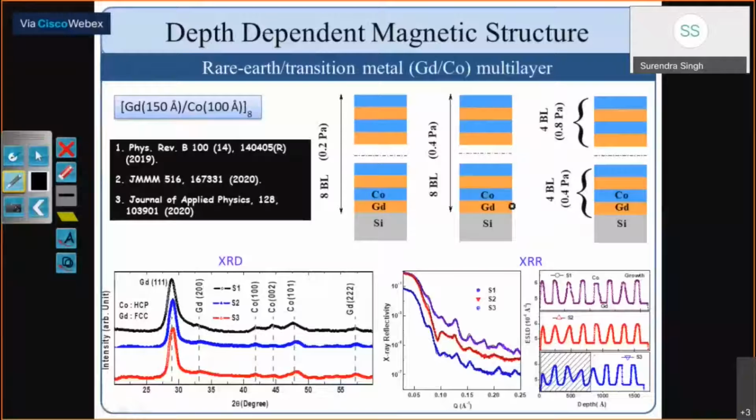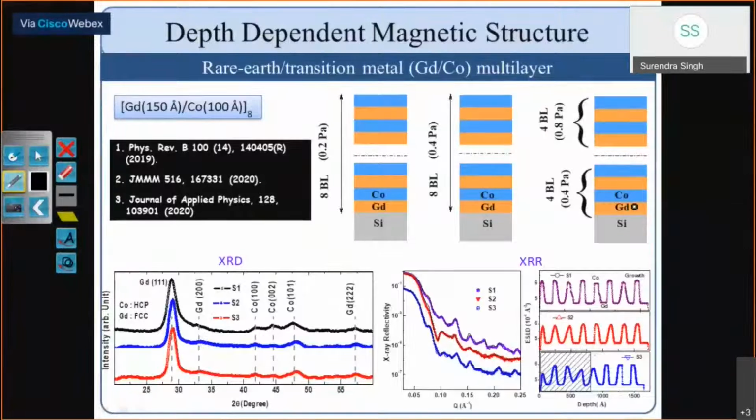The second film, which we will call S2, this is S1, this is S2, is another multilayer. Now we have doubled this pressure, which will destroy our interface. I mean, the interface morphology will change, and then we'll have a different kind of interaction, which we'll see whether we are getting or not. And in another sample, we have grown the first 4 bilayers with one pressure, and another 4 bilayers with another pressure.